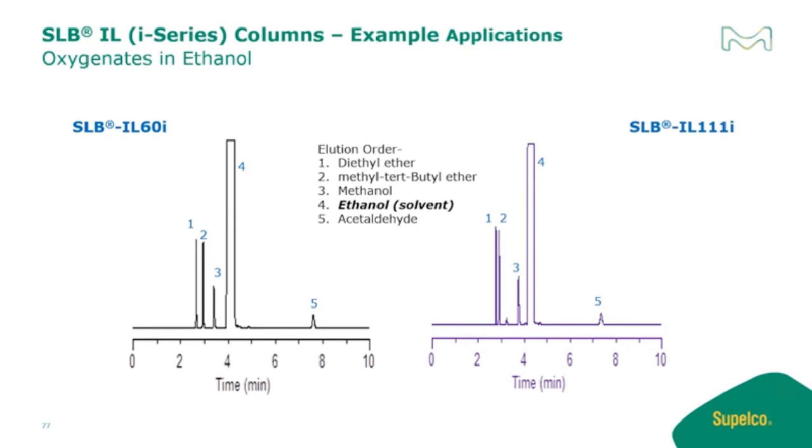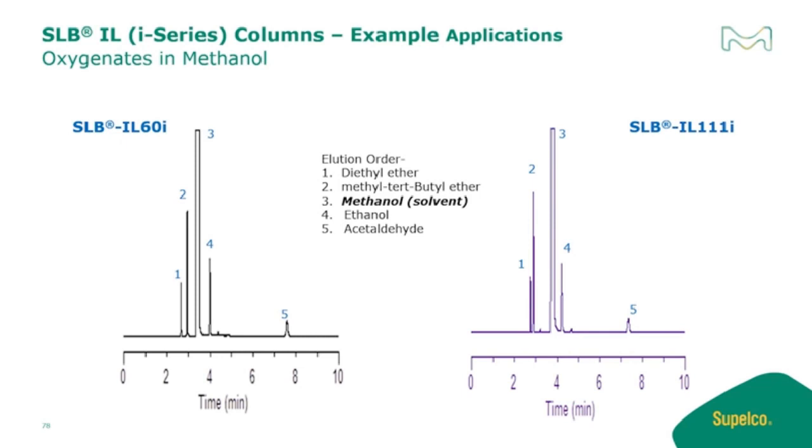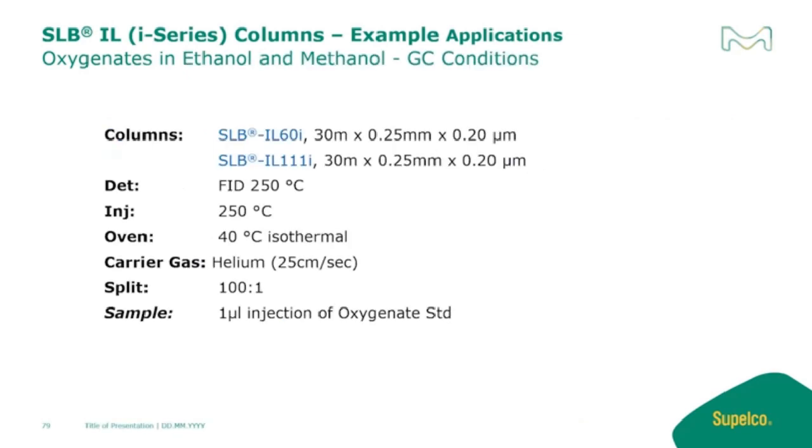Another thing that we've looked at, and this is something that's ongoing with some of the ASTM committees, is looking at oxygenates in gasoline or oxygenates in ethanol. So what we did is a comparison of the SLB-IL60i and the SLB-IL111i for eluting other oxygenates in an ethanol sample. Again, very good peak shape for the ethanol peak. Well resolved, easily quantitate some of these other oxygenates in ethanol. Here's an example with methanol as our main solvent. Again, looking for the oxygenates in methanol, and again, well resolved. And again, these are just isothermal analyses, 40 degrees C, of these standards that I just showed you.